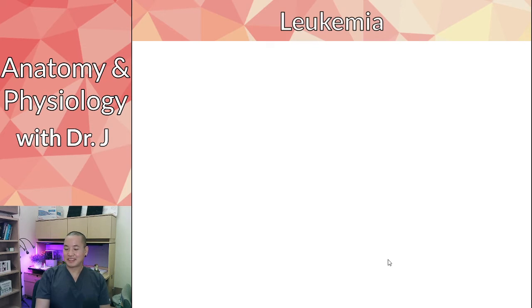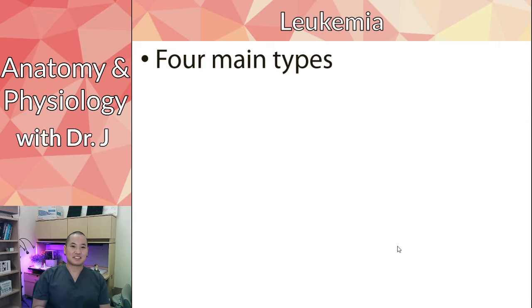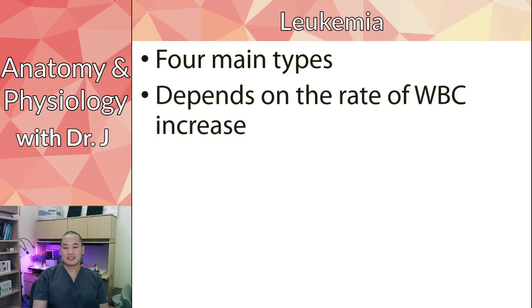This will be up. So that's a lot, and that's an extreme example. This is what we generally call leukemia, and leukemia is actually a category of diseases. There are four main types of leukemia, and there are also other types, but the four main types can be categorized based on how fast the population of white blood cells increased.